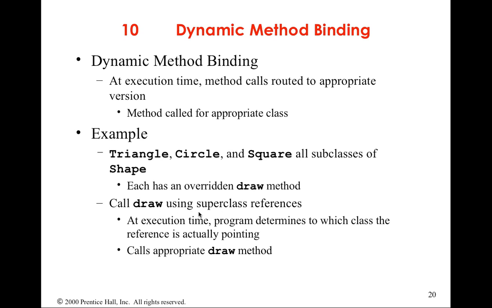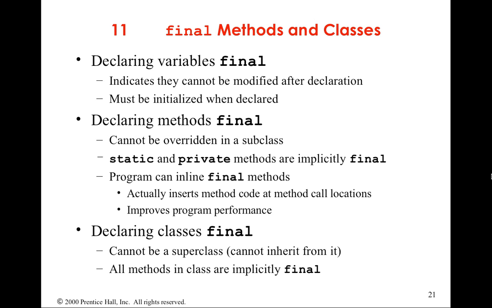So you can call a draw using the superclass reference, and then at execution time, the program determines which class the reference is actually pointing to, and then uses the right draw. So it calls the appropriate draw method. Which is one of the benefits of overriding, actually.